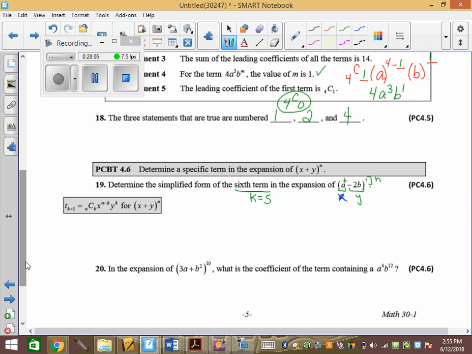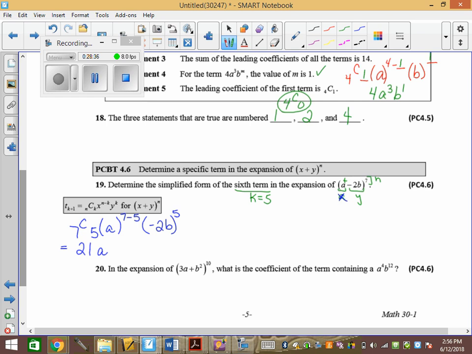We're going to get 7c5 x, which is a, to the 7 minus 5, and then y, which is negative 2b, to the 5. What's 7c5? 21.